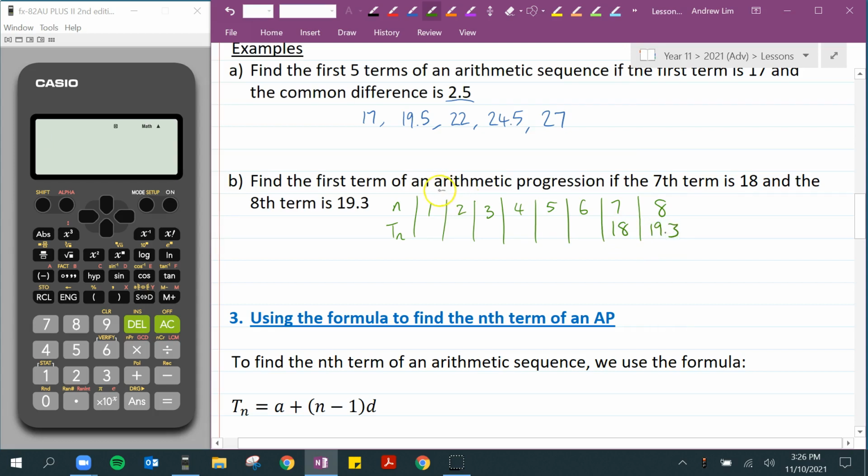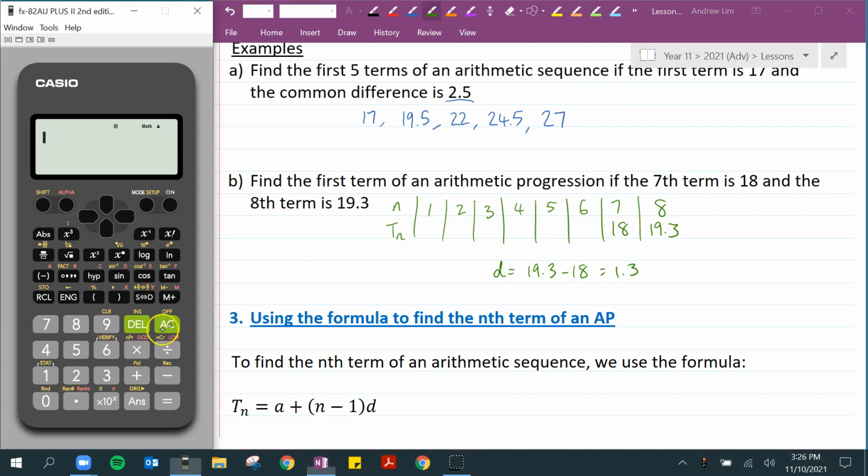Now, because it's an AP, the question tells us it's an AP, we know that there's a common difference. Well, what is that difference? Well, the difference is 19.3 minus 18, which is 1.3. So all we need to do now is we can subtract 1.3 each time and work our way backwards to get to the first term. So we take 18 and minus 1.3. We'll get 16.7.